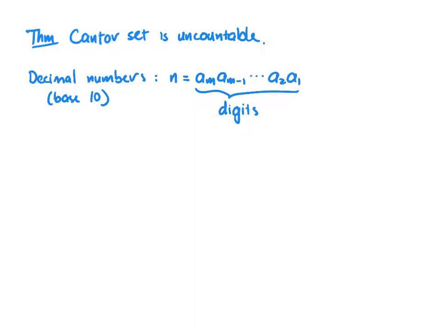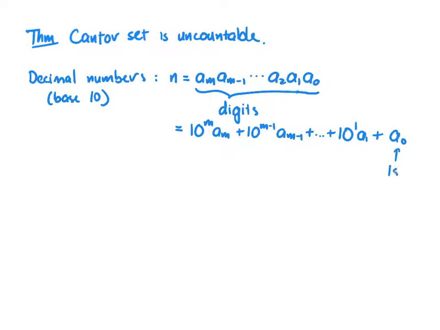And what that really means then is that n is 10 to the m times that mth digit, plus 10 to the m minus 1 times the a sub m minus 1 digit, and so on. Sorry, this should have a 0 on it. All the way down to just 10 to the 1 times a1 plus a0. Right, so we have this idea of the ones digit, the tens digit, and so on.